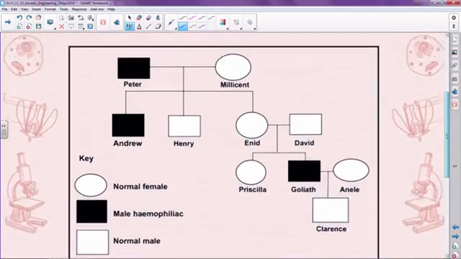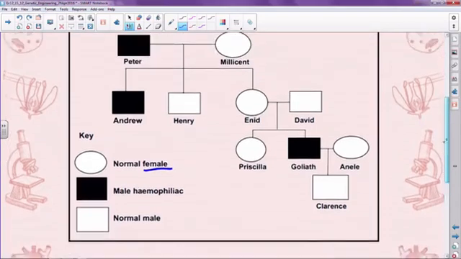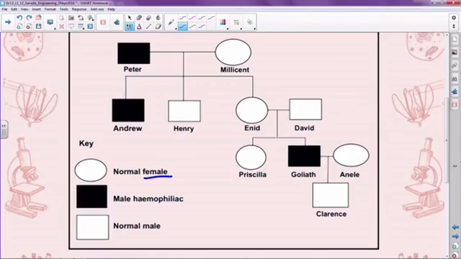Okay, so we know that a female without color is normal. Let me just bring it down. Yeah, a normal female is a circle, okay? A male will be a square, and one that has hemophilia will be black in color, okay? So let's see.